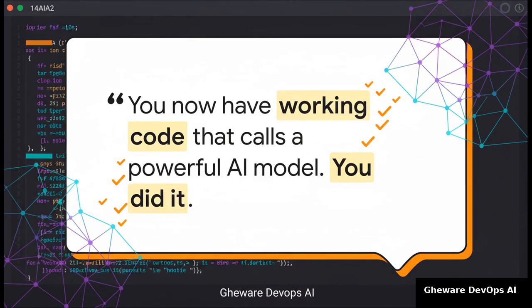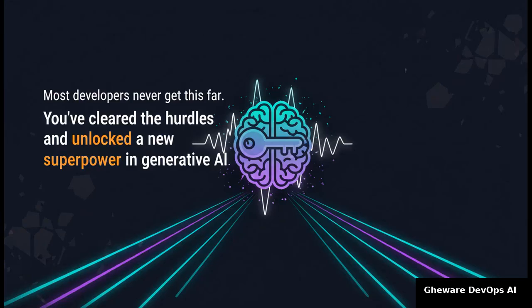So let's just take a second and recap what just happened. In just a few minutes, you went from zero to having a working AI integration. You've got the code, you understand the secret setup step, and you know how to dodge the most common errors. You did it. Honestly, most developers never get this far. They get stuck on the setup, they get frustrated by the API calls, but you've cleared those hurdles. What you have now is the fundamental building block for just about anything in generative AI. It's like a new superpower.